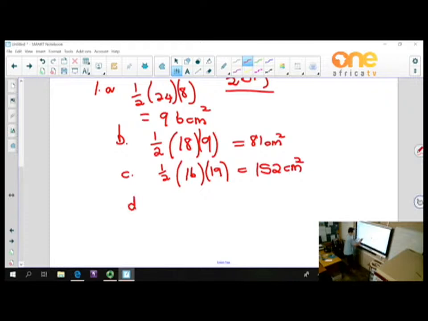And then number D, one triangle, so it's a half of 22 times 26, half base height. We just need to calculate the shaded area, 286 square centimeters. Or in a case like this, you can get the area of the rectangle and divide it by 2.